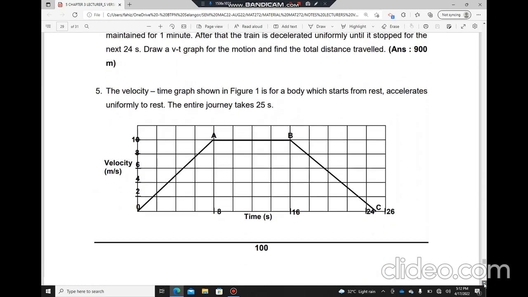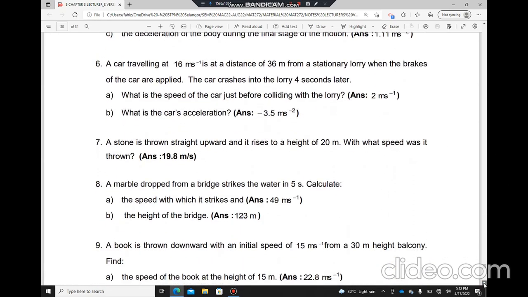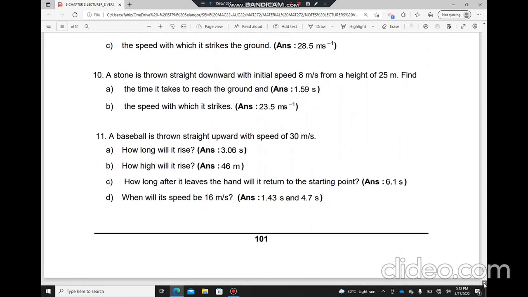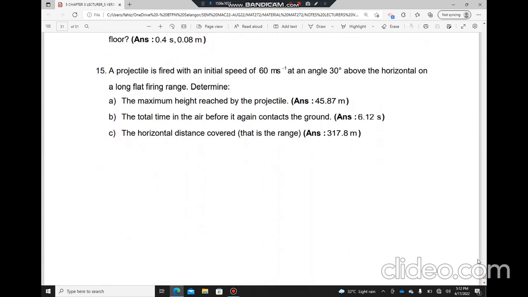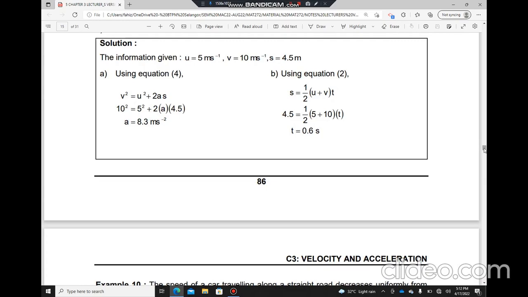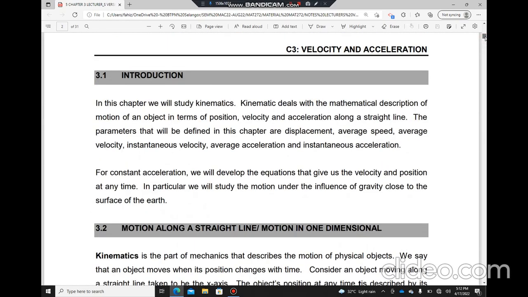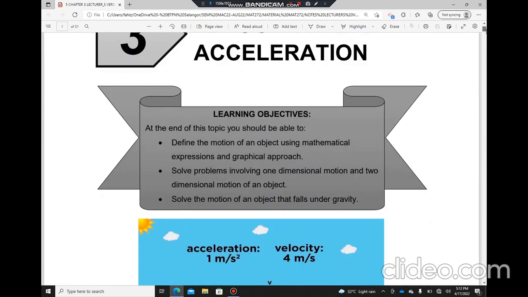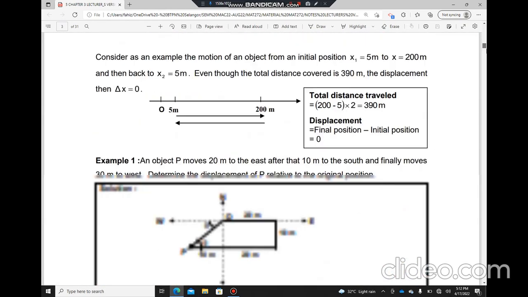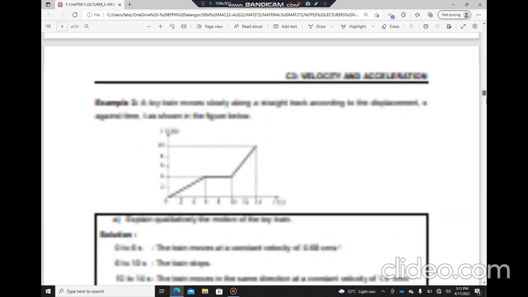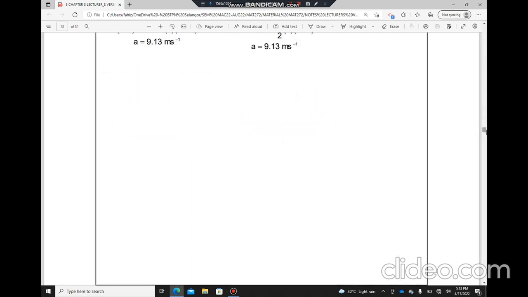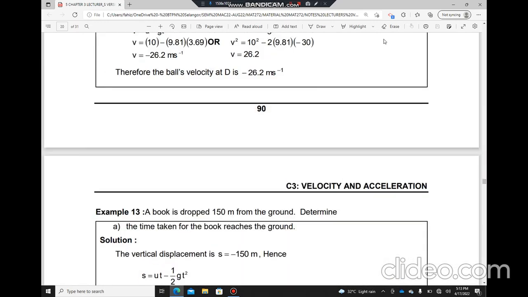Okay, so you can complete the tutorial 3 here. So ada beberapa soalan untuk tutorial 3, so boleh solvekan. And then this one kita dah habis untuk chapter 3. Chapter 3 is velocity and acceleration. So dia banyak topik dekat sini tapi based on dia focus more on velocity and acceleration. Okay, so that's all for chapter 3.